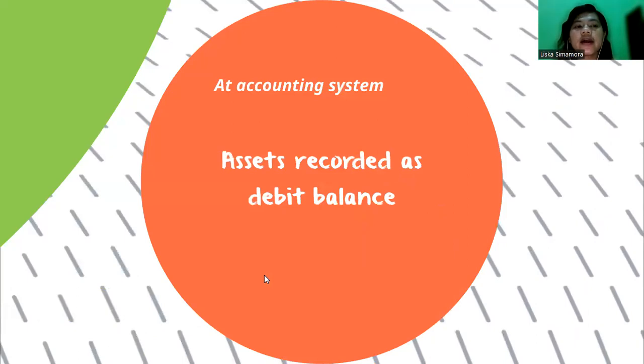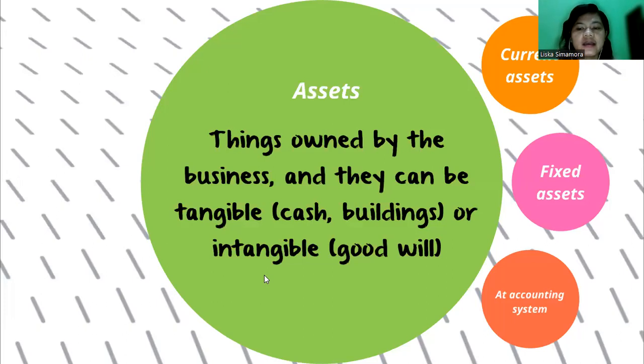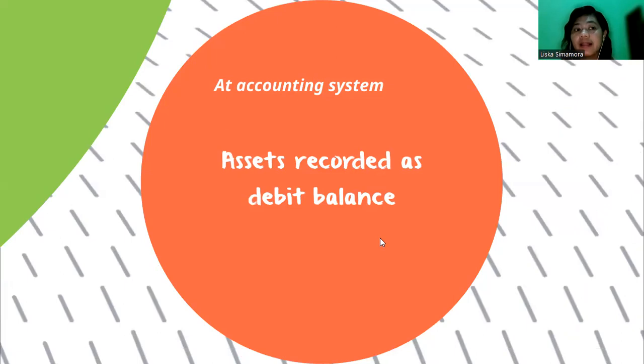So here, because we are going to make the statement, in the accounting system we have terms like debit and credit. And for assets in the accounting system, we record them as debit balance. Okay, so in this part, I will show you how to write debit and how to write credit and what is inside the balance sheet. Pay attention that in this accounting system, you have to remember that assets are recorded as debit in the balance sheet.